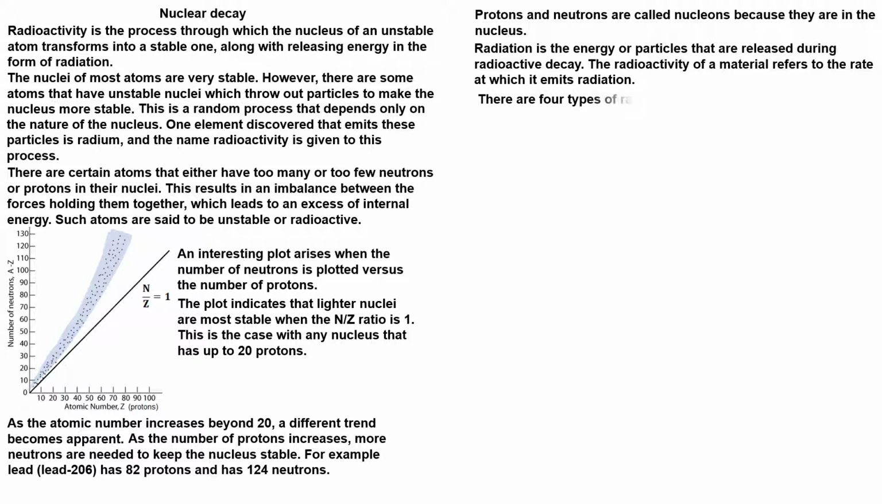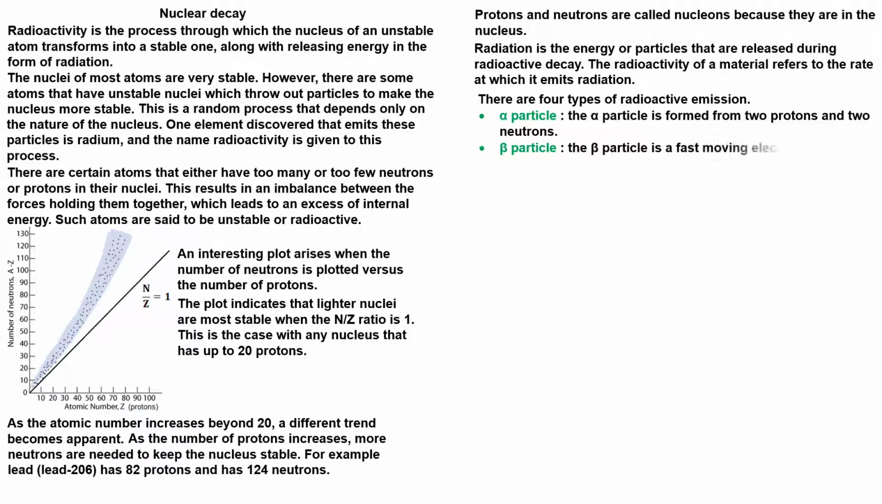There are 4 types of radioactive emission. The alpha particle is formed from 2 protons and 2 neutrons. Beta particle is a fast-moving electron. Gamma ray is an electromagnetic wave. Neutron.